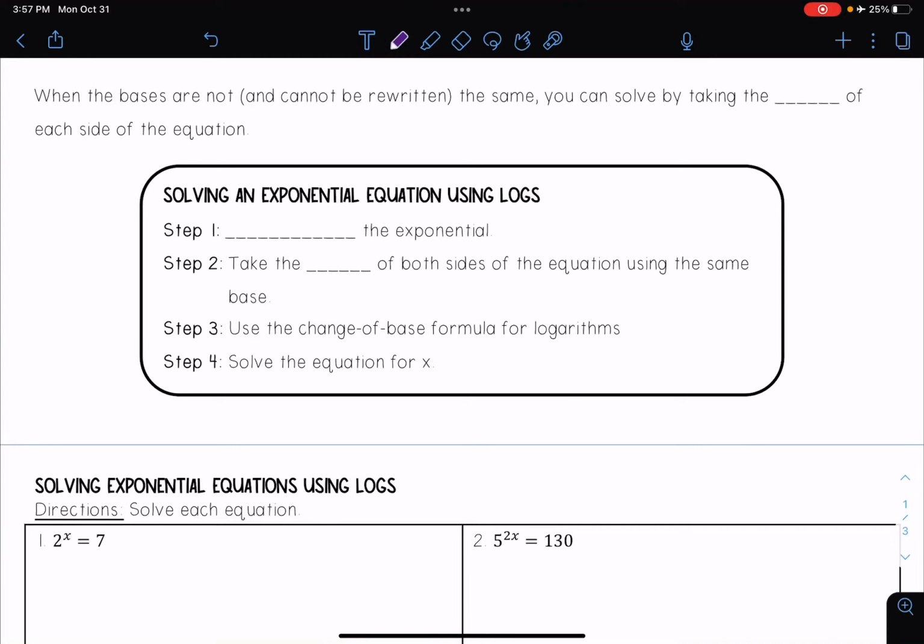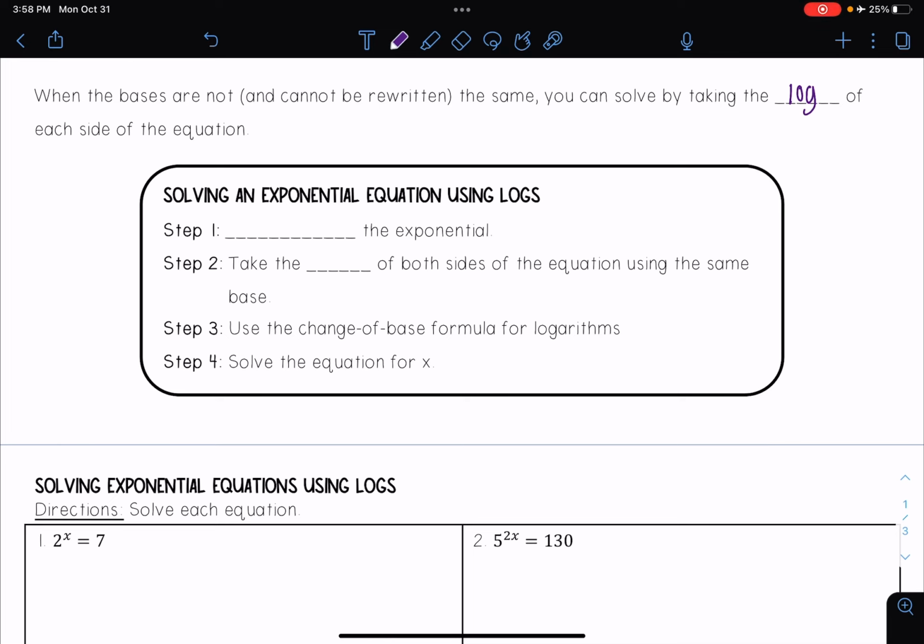In this video, we're going to be looking at solving exponential equations using logs. This is going to be when the bases are not the same and they cannot be rewritten the same like we did in the previous video. To solve these types of exponential equations, we're going to solve them by taking the log of each side of the equation. There's going to be 4 basic steps that we follow here.